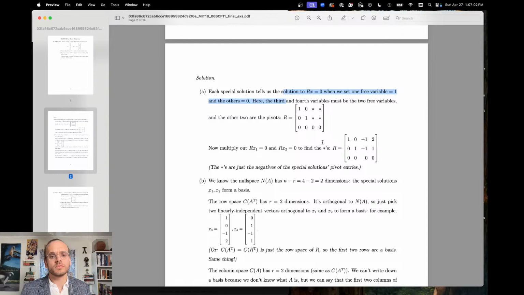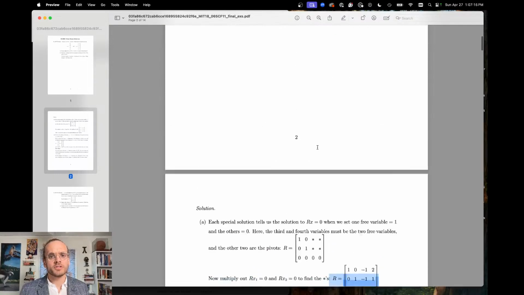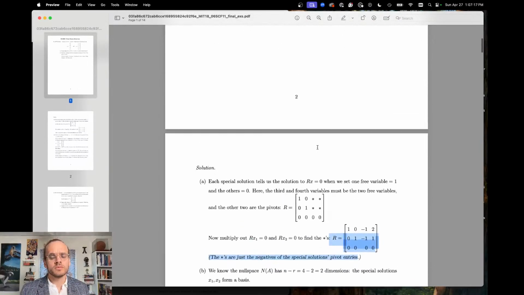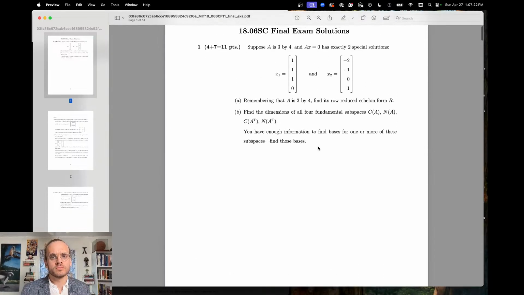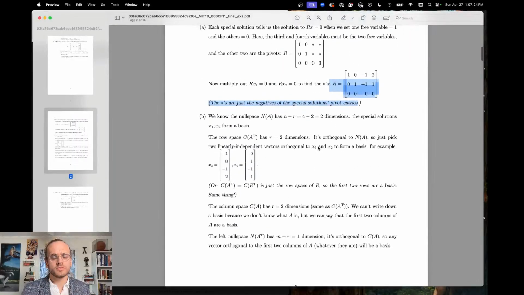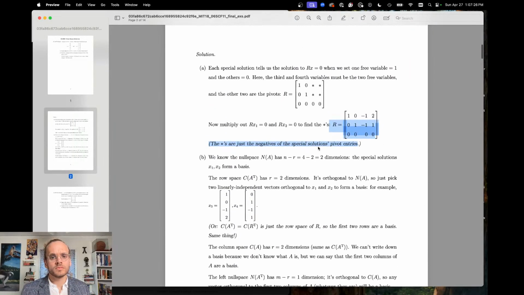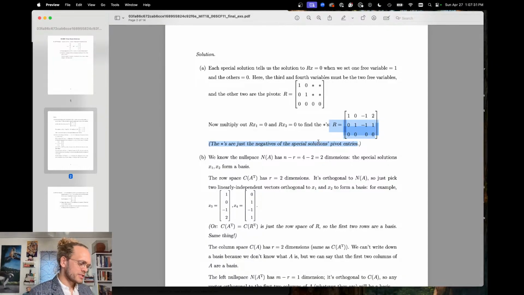Now I multiply Rx1 equals 0 and Rx2 equals 0 to find these. These are just the negatives of the special solutions' pivot entries. Aha. So -2, -1. Interesting. Okay, I should maybe write that out just to get the practice in. I maybe won't have time to get through everything today, but this will be a good start to review what I got wrong on this final.